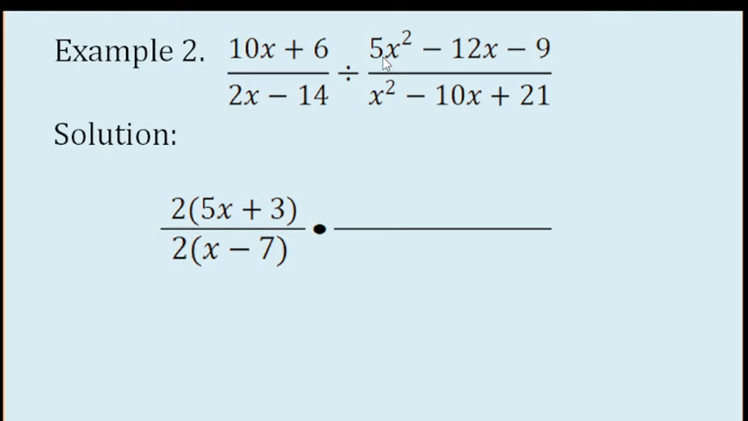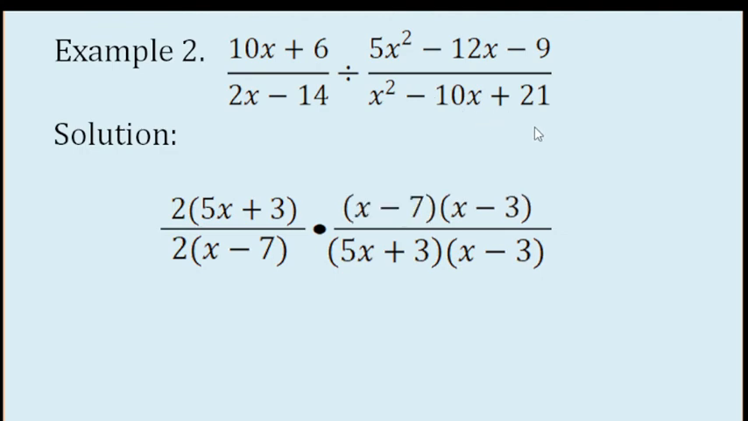The factors of 5x squared minus 12x minus 5 are 5x plus 3 and x minus 3. And then the factors of x squared minus 10x plus 21 are x minus 7, x minus 3. Now it's time to cancel out common factors. We have 2 here, common factors. Next 5x plus 3, then x minus 7, then x minus 3. There's nothing left, so our answer is just 1.